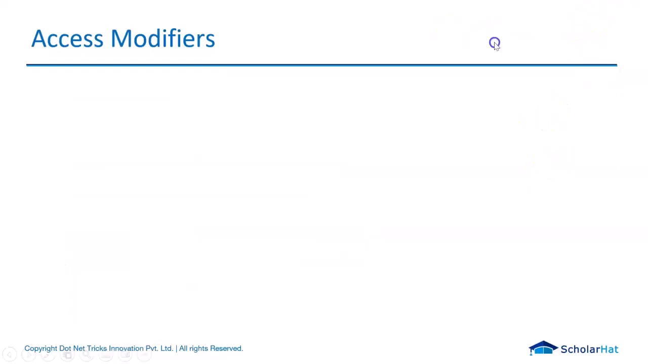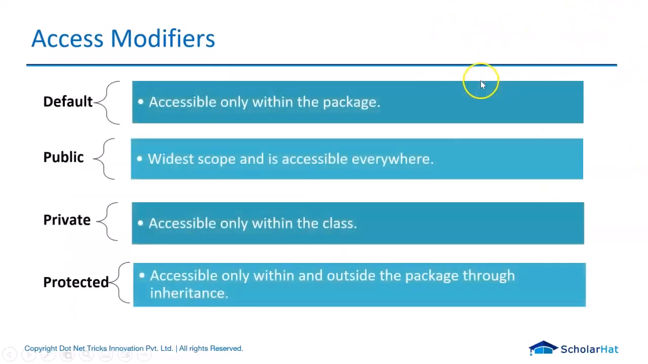In Java, there are access modifiers like default, public, private, and protected. Right now, we are not writing any access modifier. So default is the access modifier that is applicable to all the data members, member functions, and even classes. And as I told you, it is accessible only within the package, or I can say within the folder.